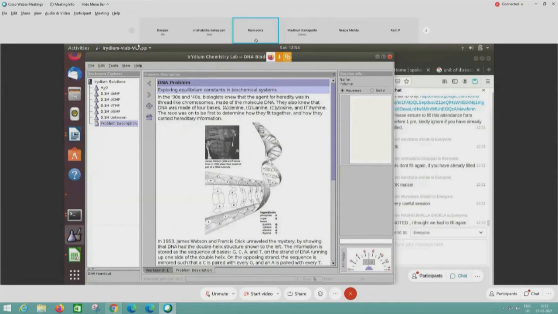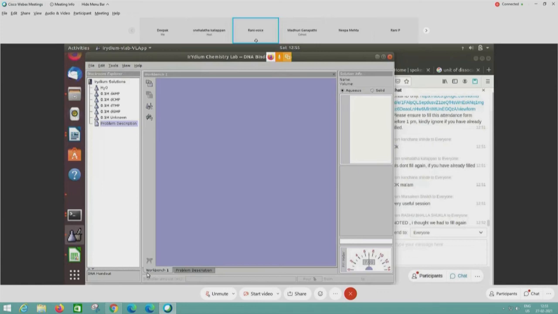So I will demonstrate it now. Let's go back to the workbench. Is everyone with me? Do you need more time? Should I wait? So first we will make an AT complex.